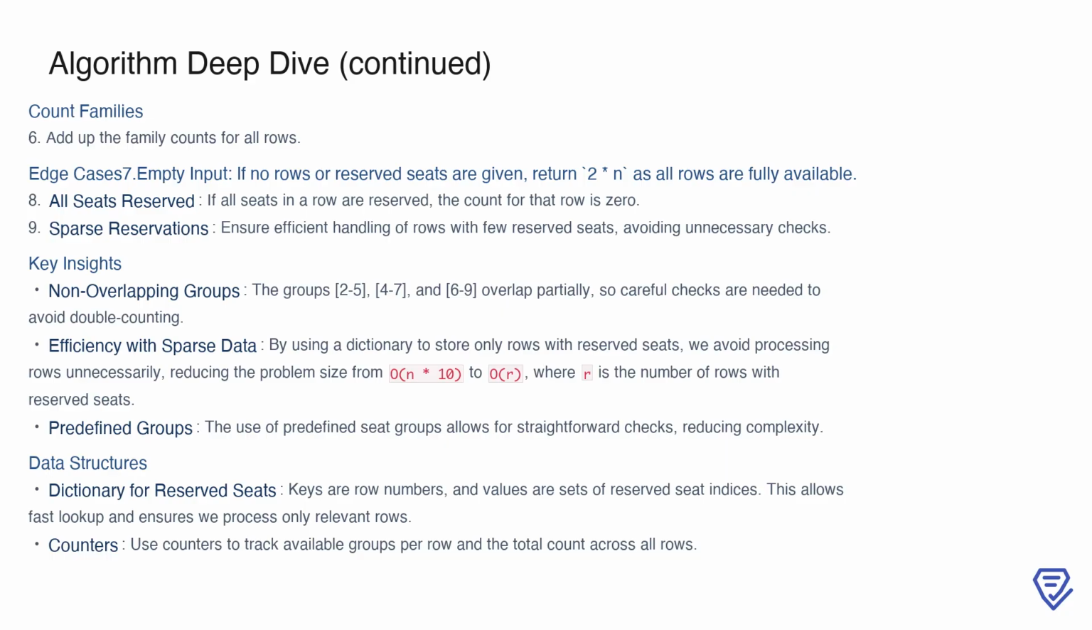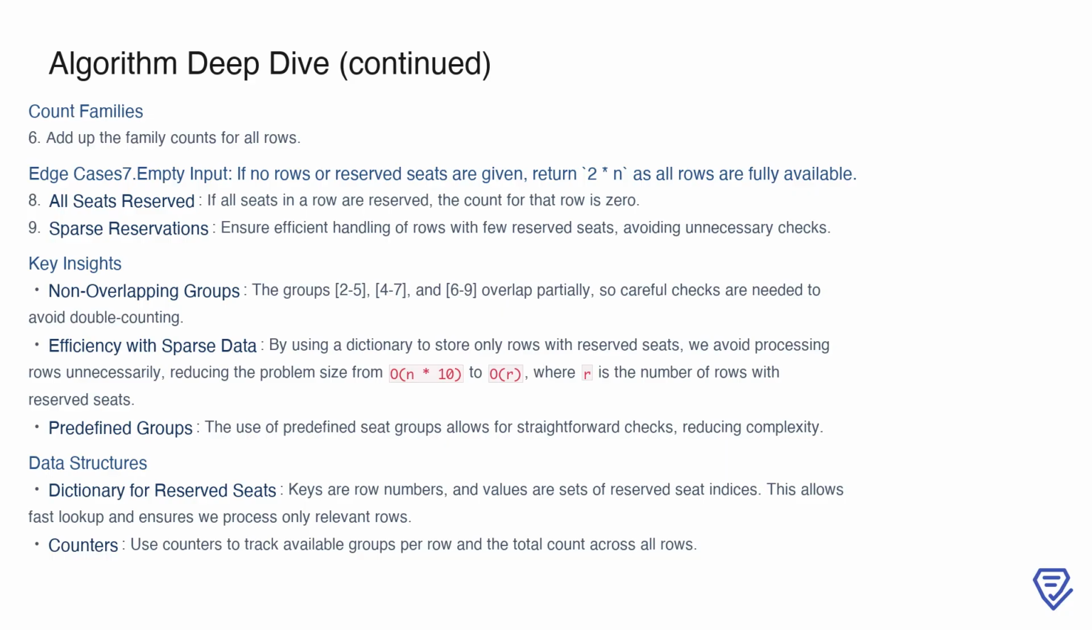First, the groups 2 to 5, 4 to 7, and 6 to 9 overlap partially, so it's important to check them carefully to avoid double counting. Second, by using a dictionary to store only the rows with reserved seats, we reduce the problem size significantly. Instead of processing all n rows, we only process rows with reservations, leading to an optimized approach. Finally, the use of predefined groups for seating checks simplifies the logic and reduces the overall complexity.